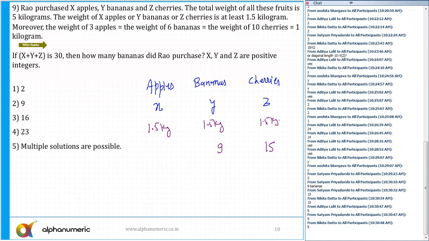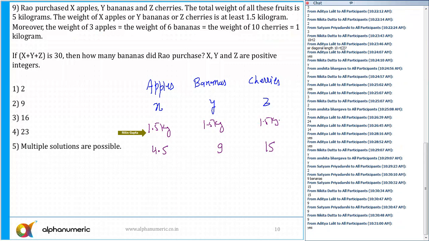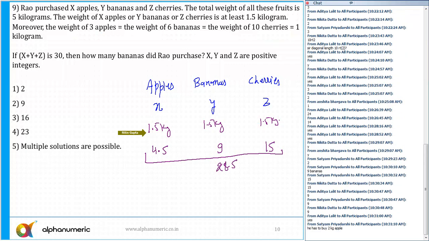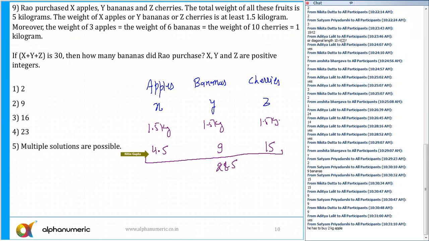And for 3 apples, the weight is 1 kg. So for 1.5 kg, the total number of apples is equal to 4.5. Yes or no? And this total, 15 plus 9 plus 4.5, comes out to be 28.5. But I purchased a total of 30 units. So total 1.5 units more. And the number of apples has to be an integer, so it can't be 4.5.